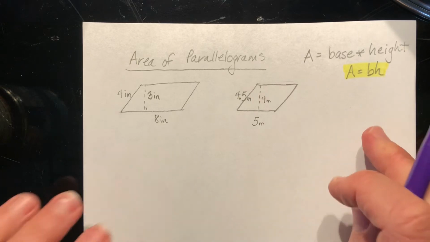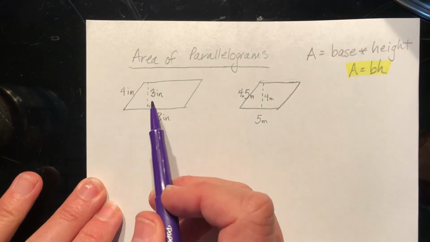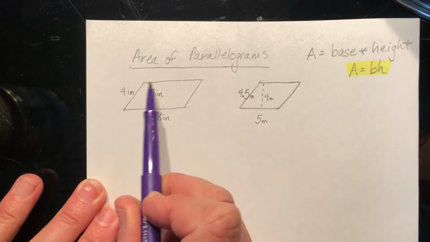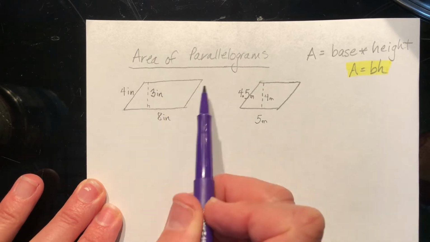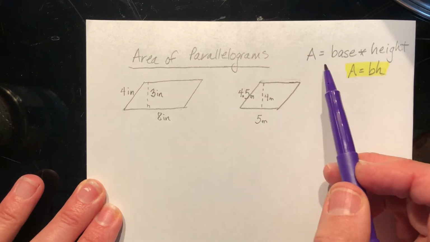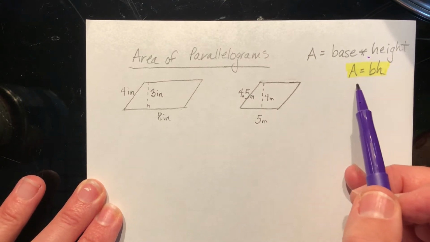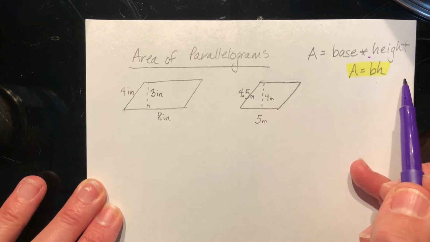All right, today we are going to work on the area of parallelograms. We remember that a parallelogram is a quadrilateral that has two pairs of parallel sides. So these two sides are parallel and those two sides are parallel. The formula for finding area of a parallelogram is base times height. And the abbreviation is written like this, A equals BH.